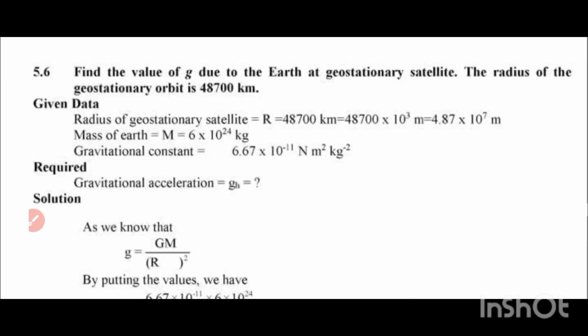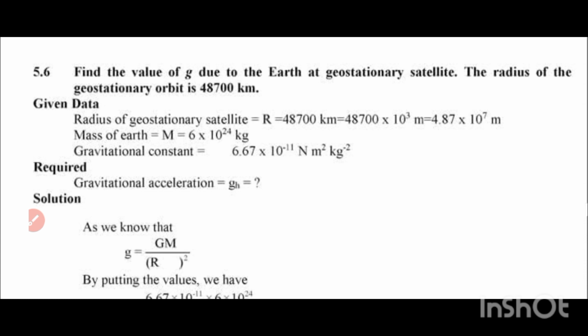Dear students, now we discuss numerical 5.6. Find the value of g due to earth at geostationary satellite. The radius of the geostationary orbit is 48,700 km. Radius of geostationary satellite is equal to r is equal to 48,700 km. After converting it into meters, we get 4.87 multiplied by 10 raised to power 7 meters.